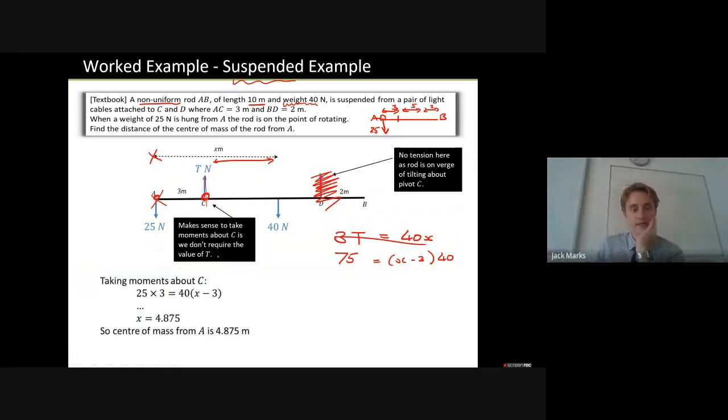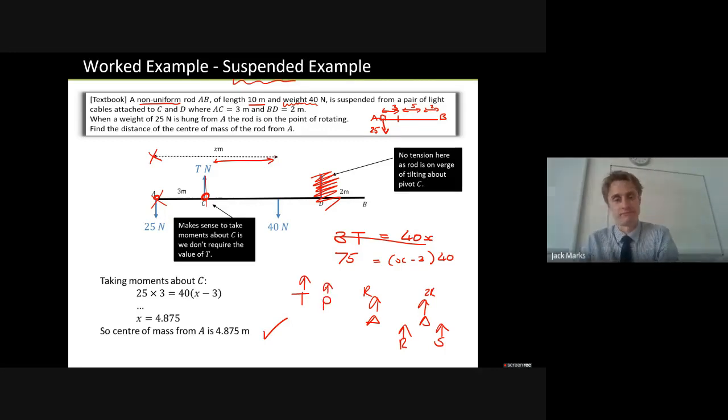Yeah. The center of mass then is 4.875. Double check your answer. The whole thing's meant to be 10 meters. So the answer needs to be less than 10. So that sounds about right. And that's really it for suspended examples. Instead of talking about R and 2R, or sometimes R and S, we just replace them with t's. So you normally talk about t and some other letter, t and p or something like that.